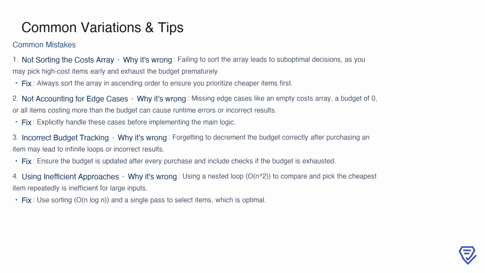Lastly, avoid inefficient approaches like repeatedly using nested loops to find the cheapest item. This has a time complexity of O(n squared), and is impractical for large inputs. Instead, sorting the array once and iterating through it in a single pass is far more efficient, with a time complexity of O(n log n).